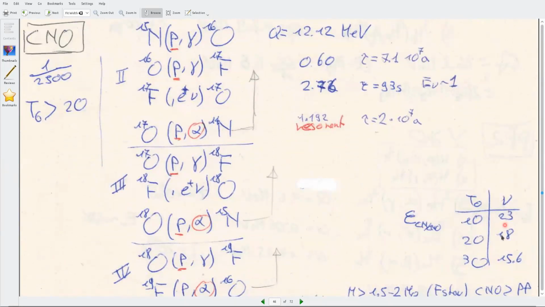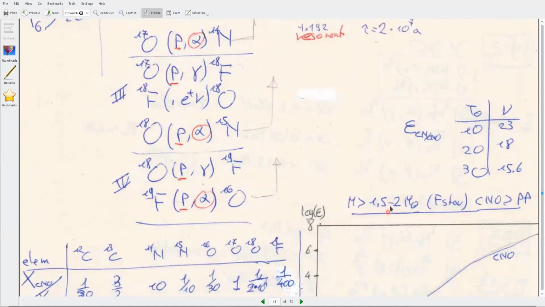CN-CNO cycle has a really strong dependence on the temperature. That, I remember, will help for the convecting. In fact, usually stars that are using CN-CNO as the main way produce energy in a convective core, usually 1.5 solar masses and F stars.